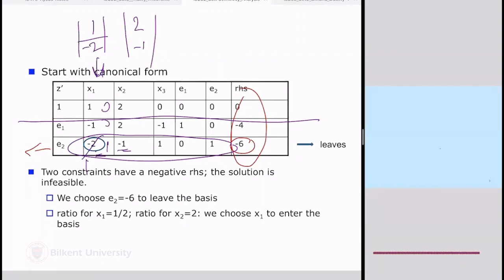Okay? Let me go over these. So I explained the ratio test. I explained the entering variable.